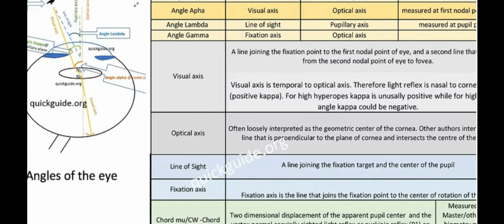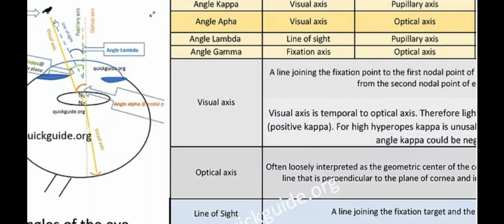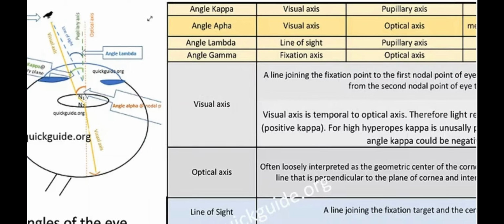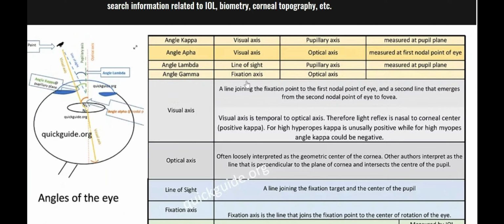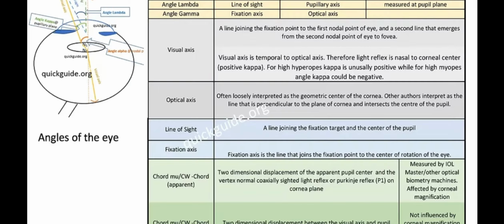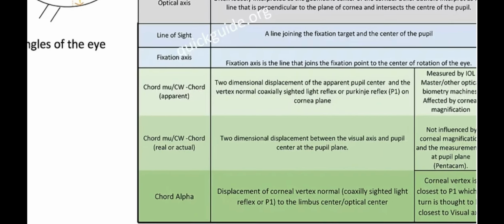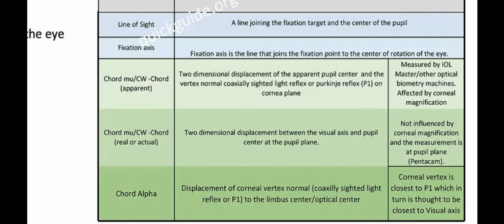So what is the line of sight? Line of sight is a line that goes from the fixation target to the center of the pupil. Remember, the visual axis is the line from the fixation target to the nodal point of the eye, and from the nodal point of the eye to the fovea. But the line of sight is from the fixation target to the center of the pupil. That's your line of sight, and the difference between the line of sight and the pupillary axis is the angle lambda.